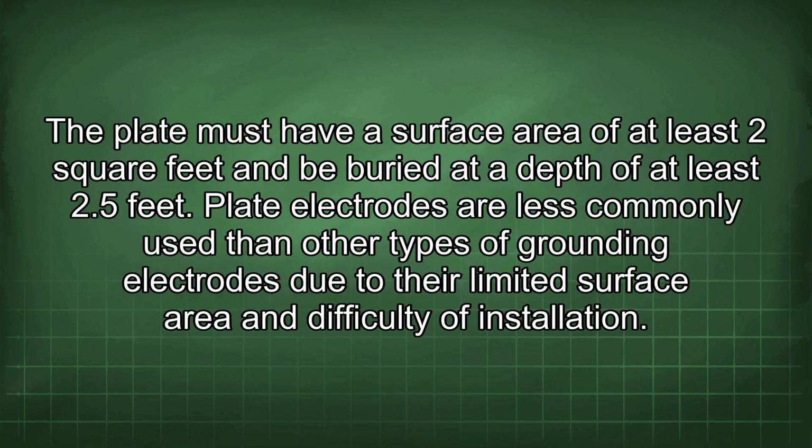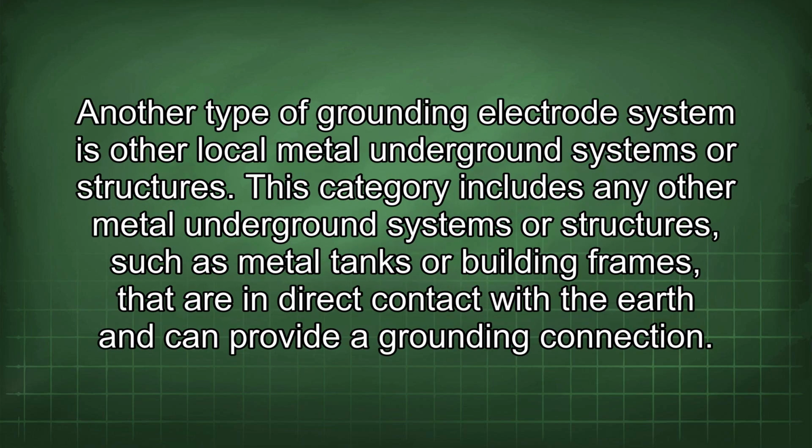The plate must have a surface area of at least 2 square feet and be buried at a depth of at least 2.5 feet. Plate electrodes are less commonly used than other types of grounding electrodes due to their limited surface area and difficulty of installation. Another type of grounding electrode system is other local metal underground systems or structures.